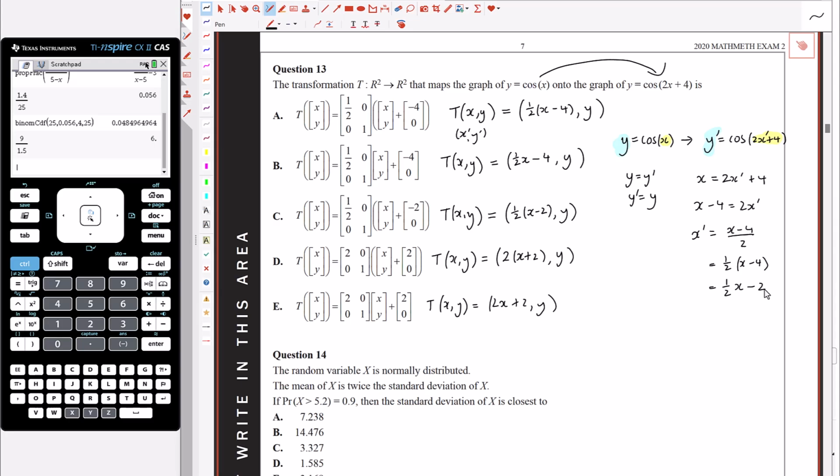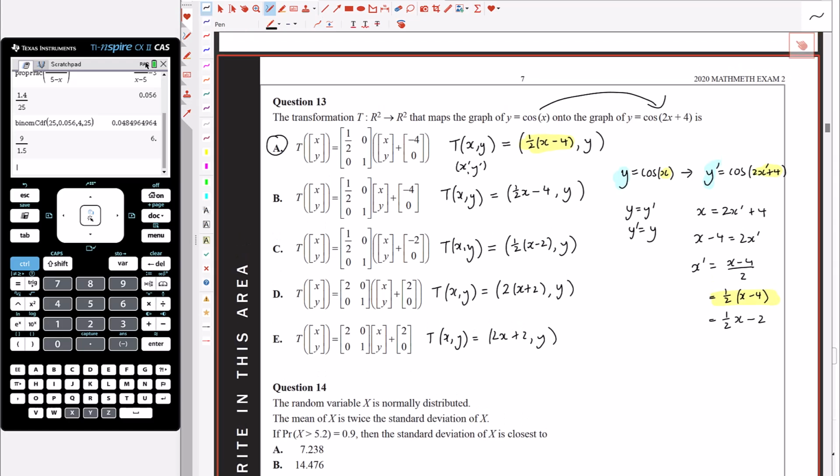Looks like option A. So up here we can see, sorry, just getting a highlighter. There's half, so x dash is half times x minus 4, and that's the one we're seeing there, where the transformed x coordinate is half times x minus 4. So option A is going to be our answer here.